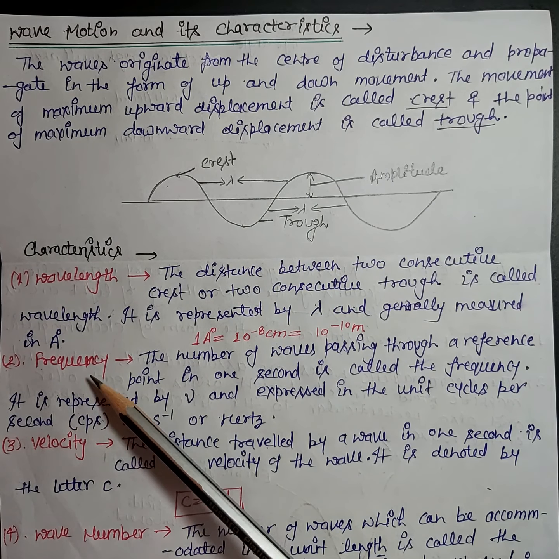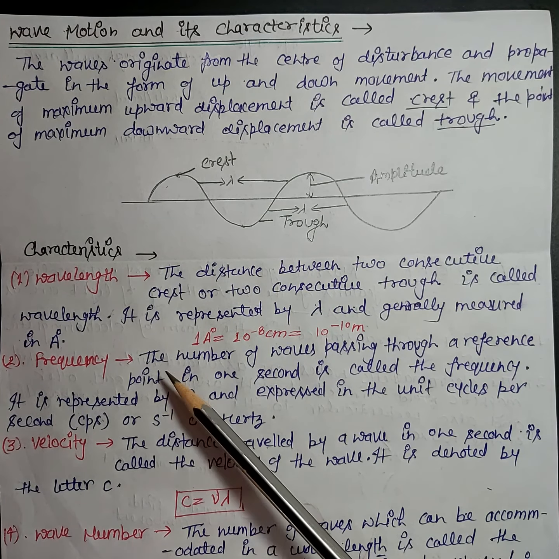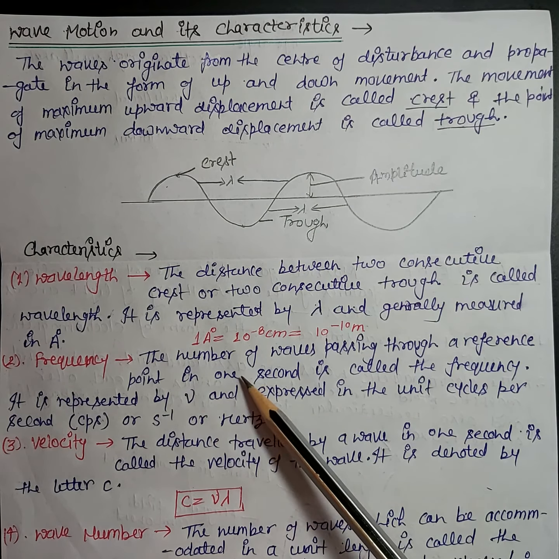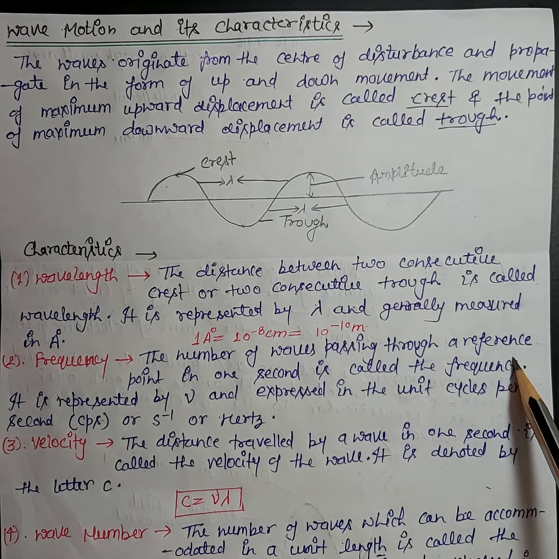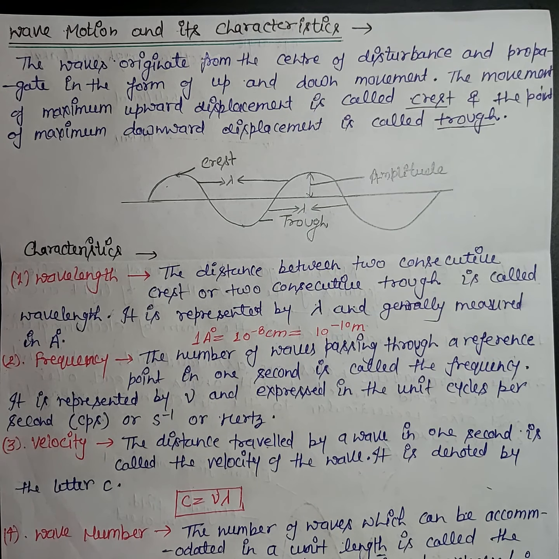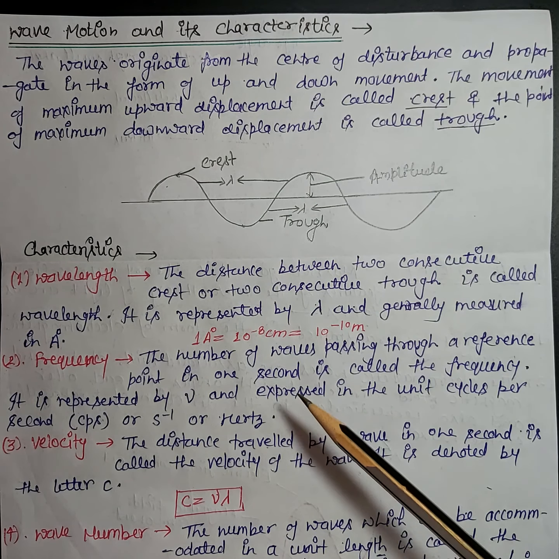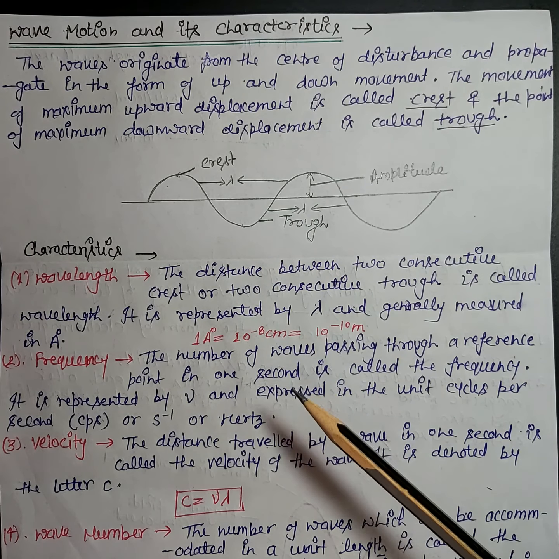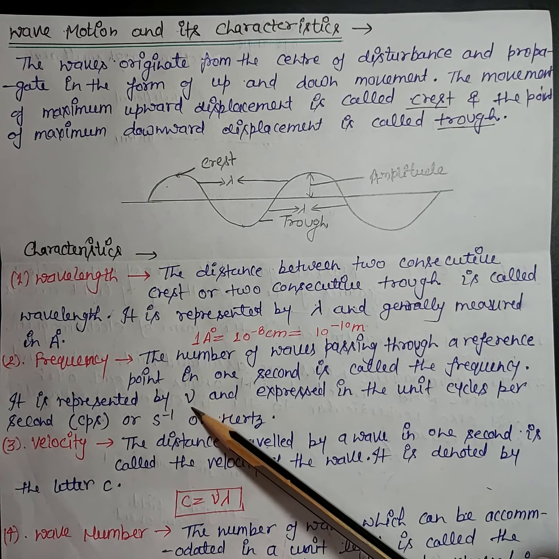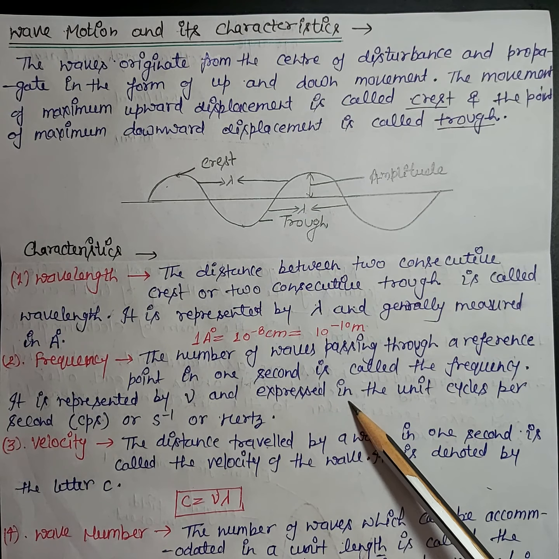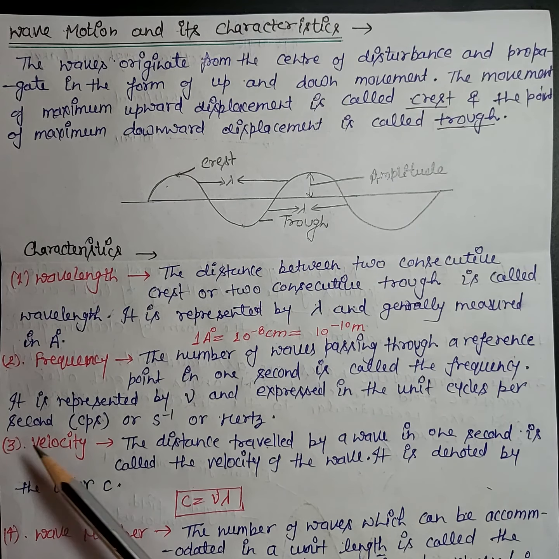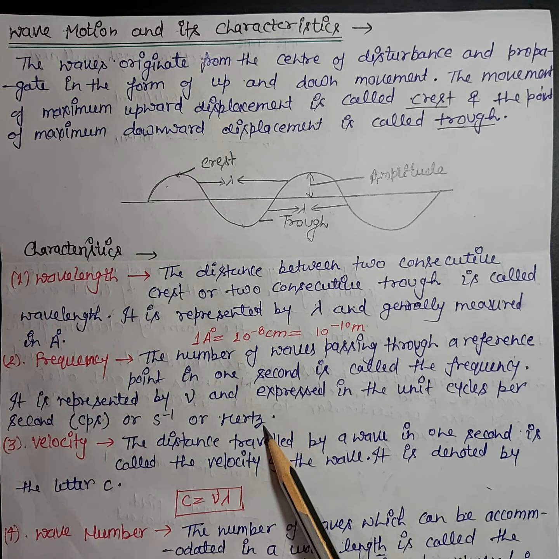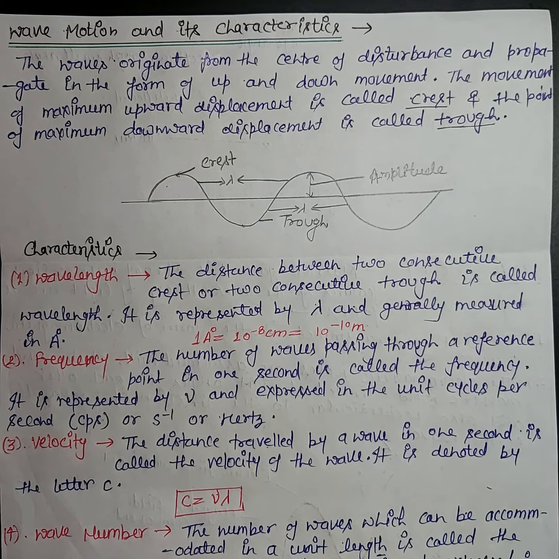Next characteristic is frequency. What is frequency? The number of waves passing through a reference point in 1 second is called the frequency. Frequency is the number of waves passing through a particular point in 1 second. It is represented by nu and expressed in the unit cycles per second, in short form CPS, or second inverse, or hertz. So this is the frequency.